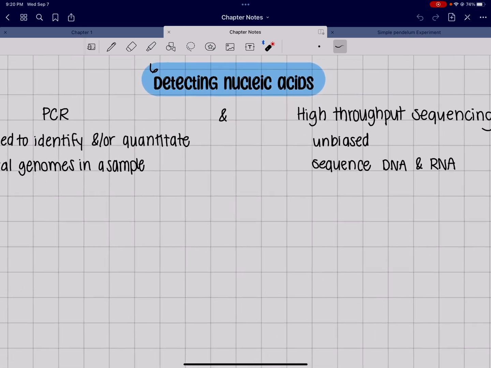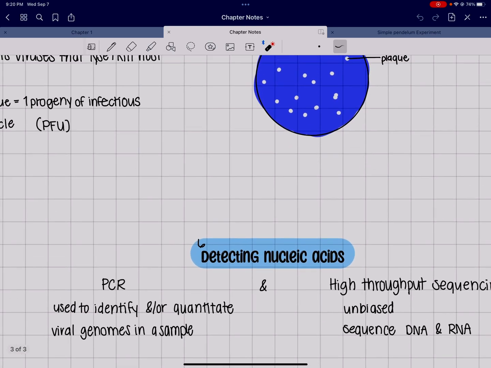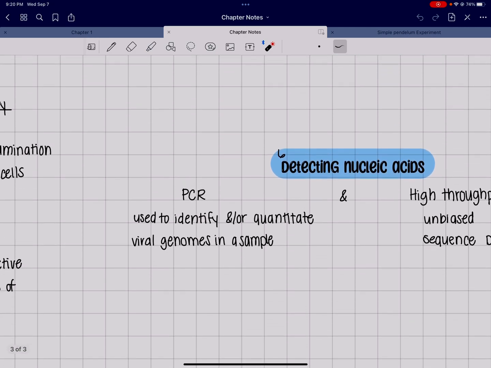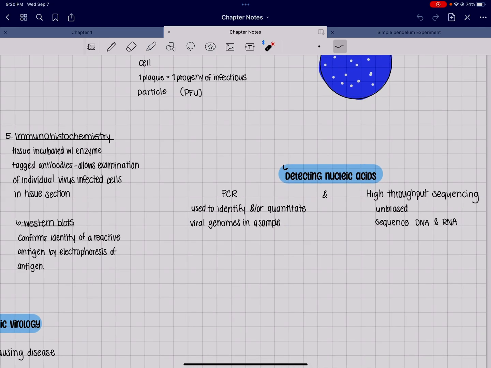Seventh, we have detecting nucleic acids with PCR. As we mentioned above, it is used to identify and or quantitate viral genomes in a sample. And we have high throughput sequencing, which is unbiased sequencing of DNA and RNA.